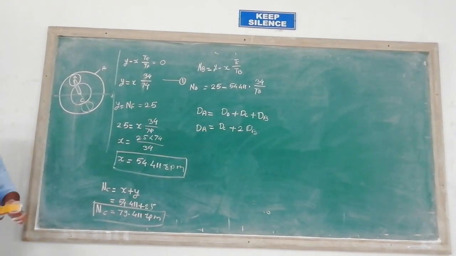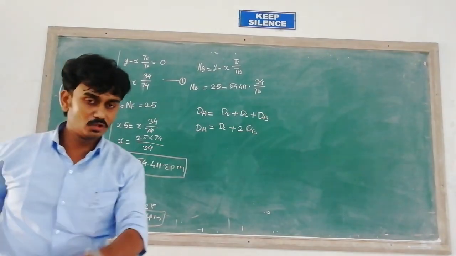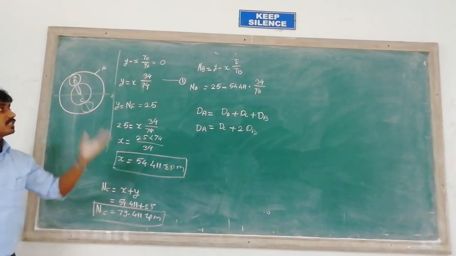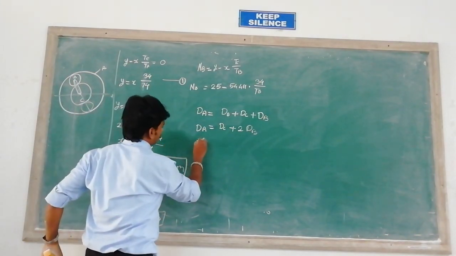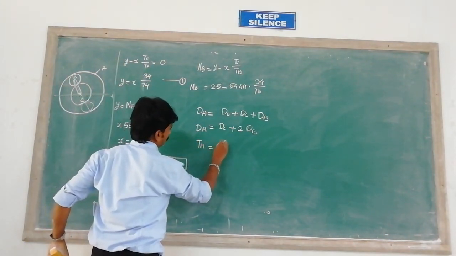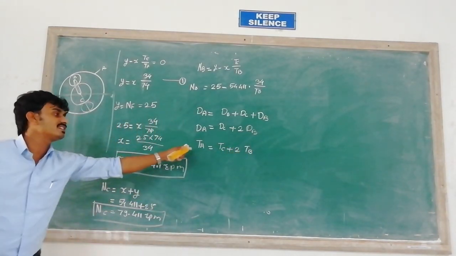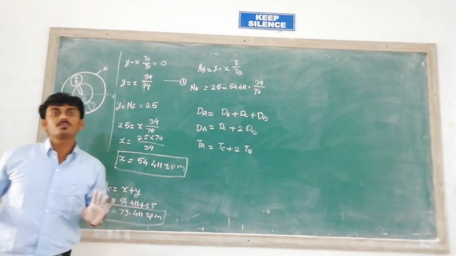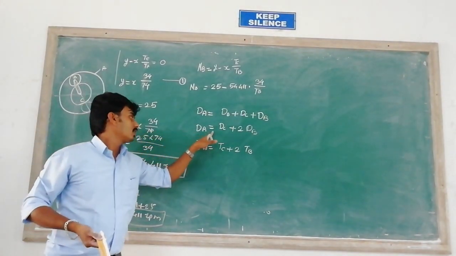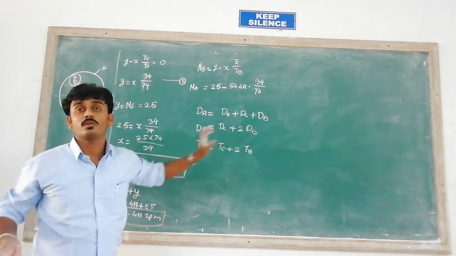Now, we know that if the module and circular pitch of the gears are the same, in the numerical they are not given the module of each gear. So we can take the module of each gear as the same and the circular pitch of each as the same, then we can write this term as TA is equal to TC plus 2 into the number of teeth on B. Why did we write this term? Because if the module and the circular pitch of the gear are the same, then we can write this equation in terms of diameter, we can transfer it into terms of number of teeth.